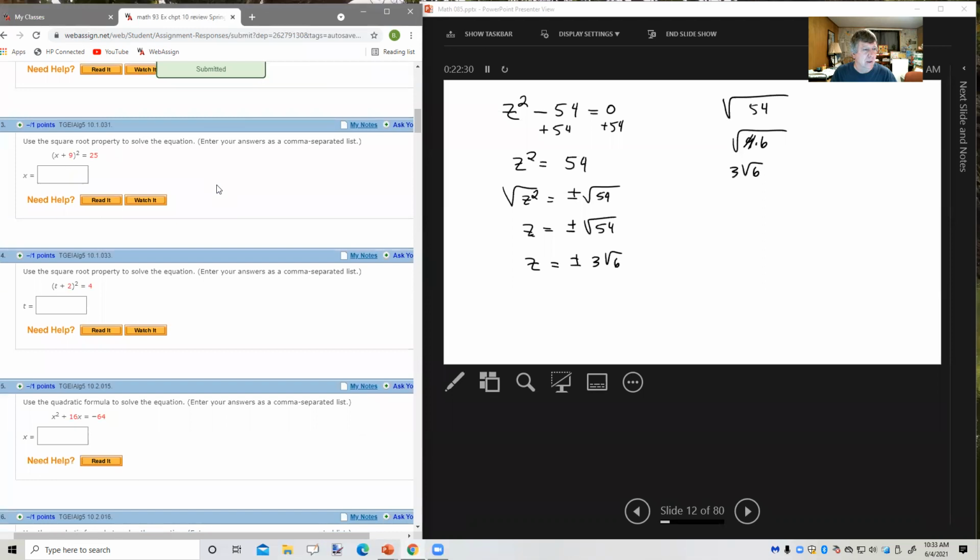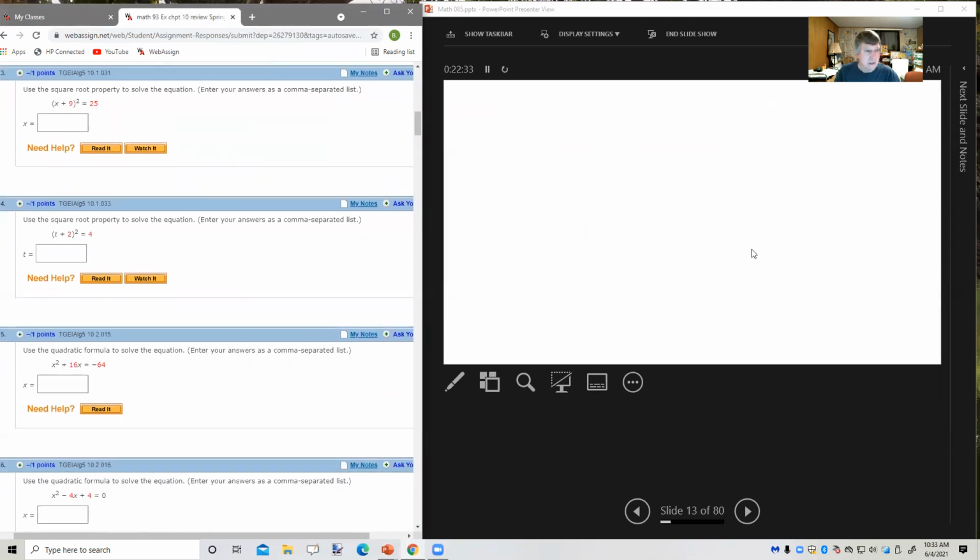Alrighty, let's take a look at this problem. It's another square root property problem. So we have the quantity x plus 9 squared equals 25. We already have a perfect square containing a variable on the left side of the equation and a constant on the right side. So it's time to take the square root of both sides of the equation. Again, don't forget the plus or minus. So we get x plus 9 equals plus or minus the square root of 25, which is 5.